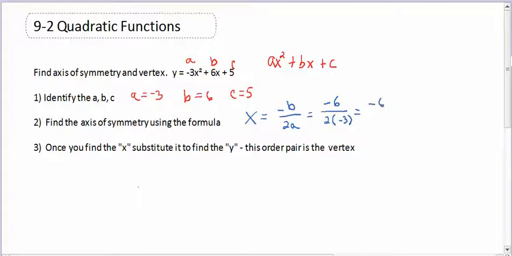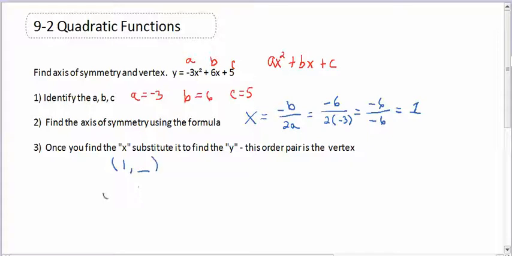Negative 6 on the top stays the same. 2 times negative 3 is negative 6. And now negative and negative is positive. 6 over 6 is 1. Okay, what I did right here is I found my axis of symmetry. The next step is I'm going to take that. That's my x value. So far I have my x is 1. I need to find out what my y is.